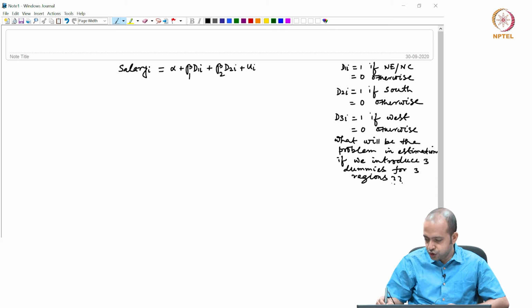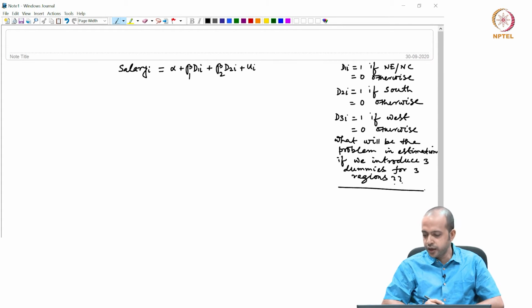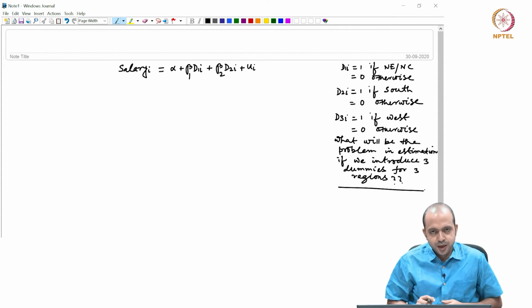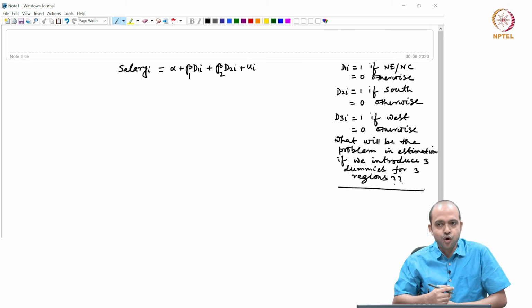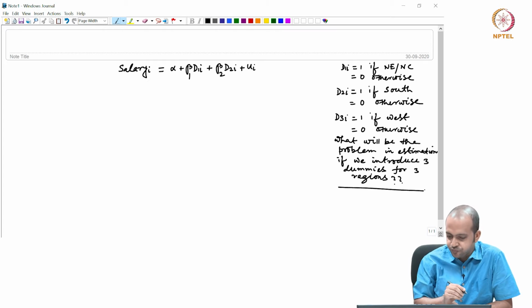So, this is the question I am giving for your thinking purpose, right. Now, as I told you earlier, before we estimate the model in a dummy variable setup, what we need to do? We need to understand what is the interpretation of alpha, what is the interpretation of beta 1 and what is the interpretation of beta 2. And as we said, the interpretations are all derived. So, we have to derive the interpretation of alpha, beta 1 and beta 2, right.